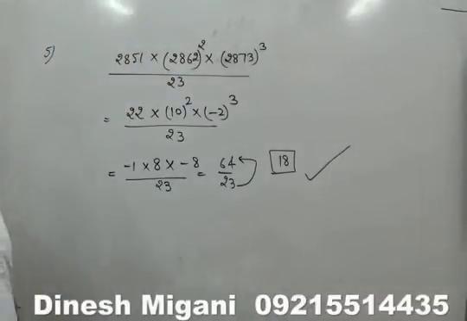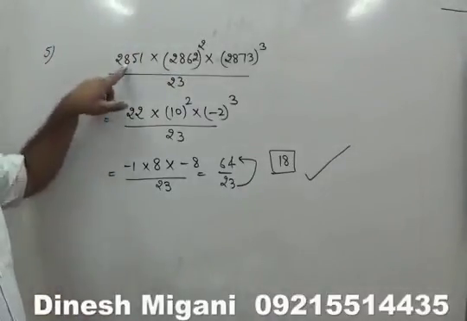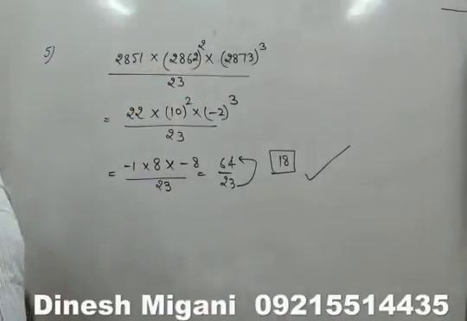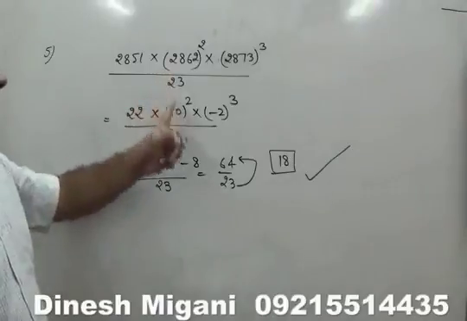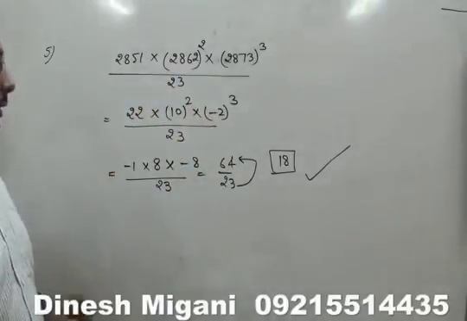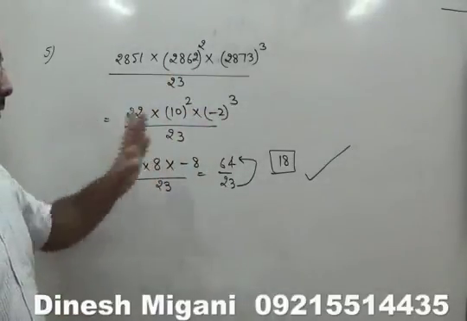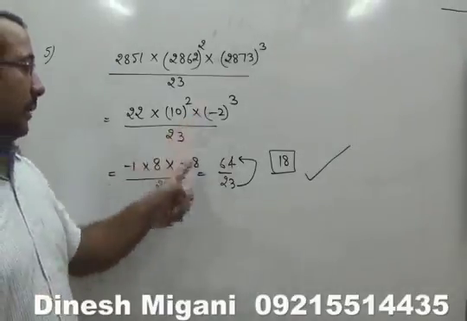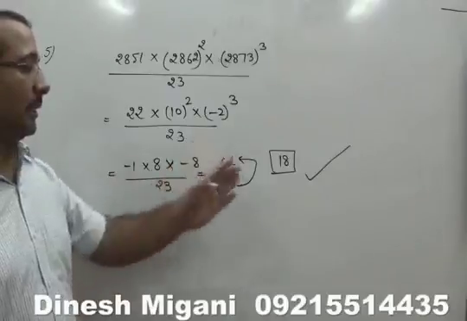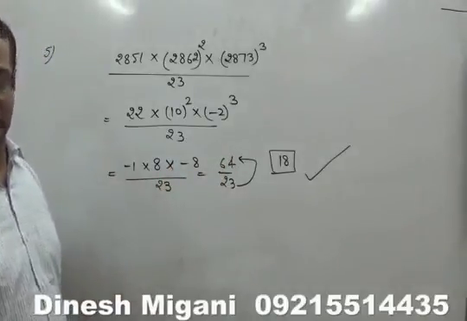I hope the idea is clear. Very simple problem. You have to just take individually. Individually you have to comment what the remainders are. So here I can say it is 22, here it is 10, here it is minus 2. Okay, because it's square, make it as 100, 100 by 23, remainder is 8, this is minus 8 and this is minus 1. So finally I can say 18. 18 becomes my answer.